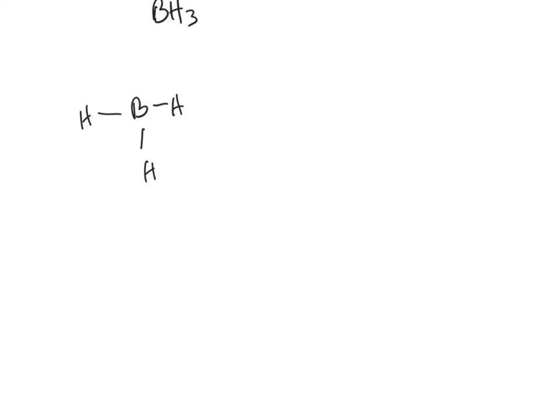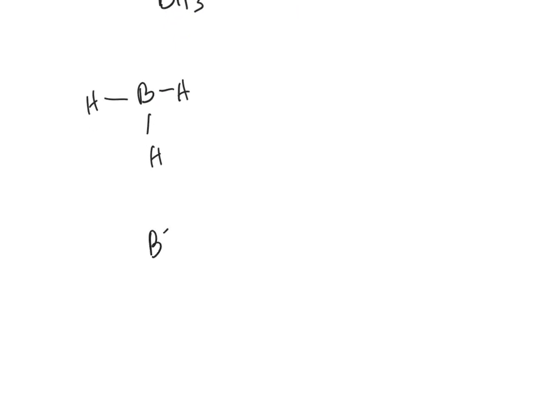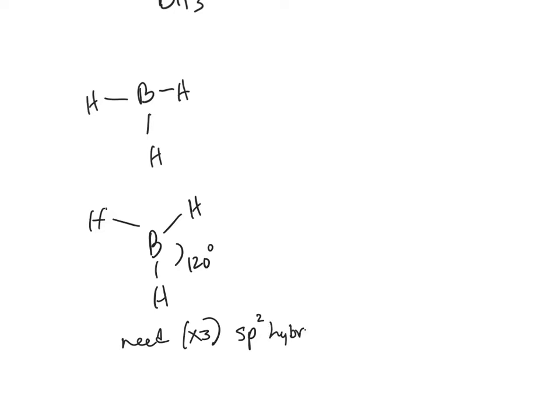If you let these bonds be as far apart as possible, then you're going to get the planar triangular geometry with 120 degrees. So again, you can look in the table, you can memorize it, but with 3 bonds, 120 degrees, you're going to need 3 hybrids, and this time we're going to mix an s and 2 p's together to make sp2 hybrids. So the sp2 hybrid is associated with that planar triangular, that 120 degree geometry. All right, so let's have a look at that.